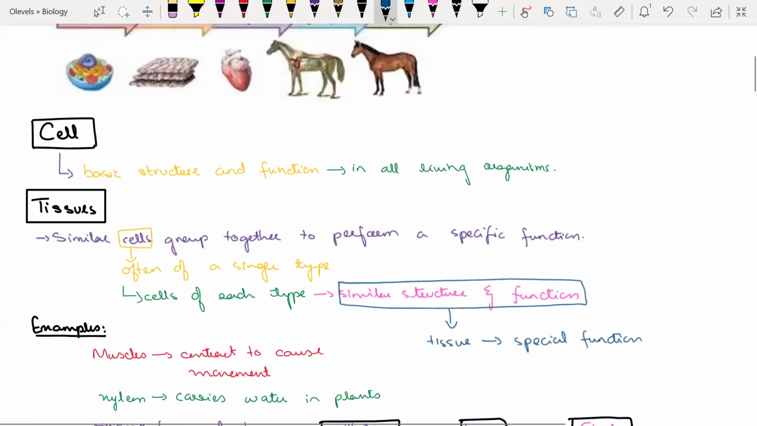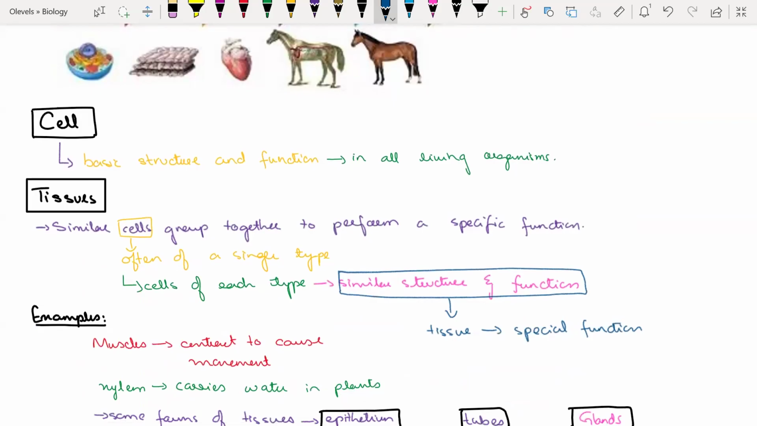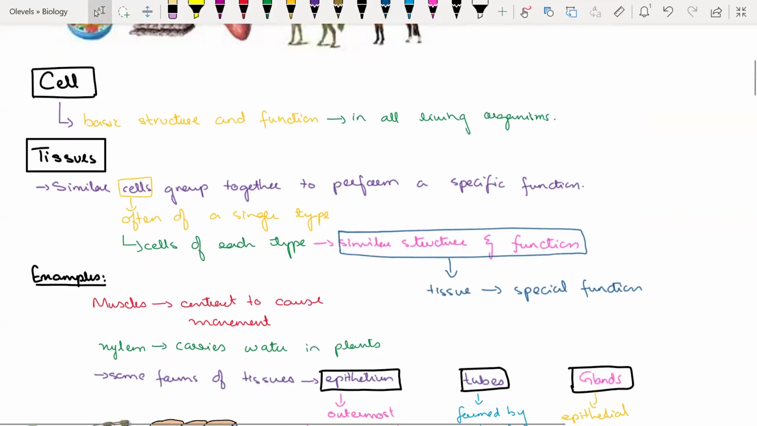Now we will see all of them step by step. First we have a cell. We have studied the cell in great detail. We know it performs the basic structure and function in all living organisms, right? Then come the tissues.